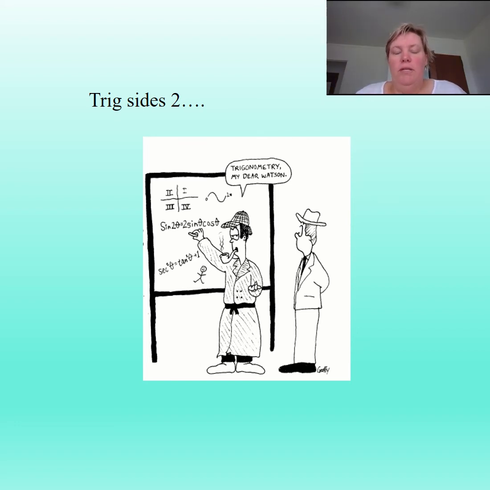Okay, so let's just work at finding the other side for trig diagrams.